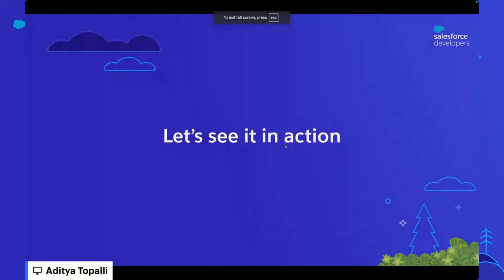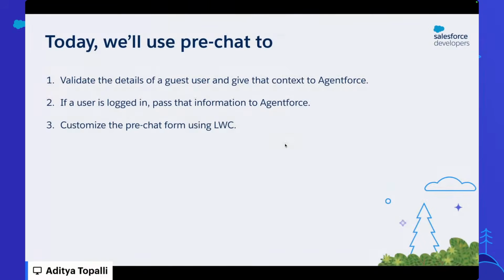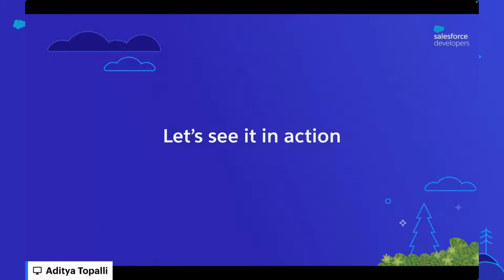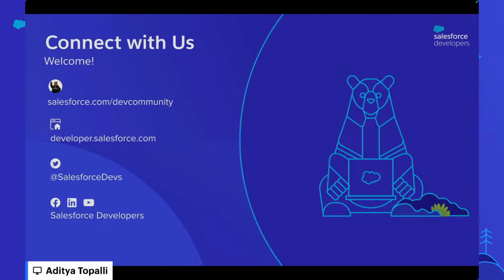So that's basically what I had in today's live stream. We have validated the user details. Once the user is logged in, we pass that information to Agentforce. And we have also customized the pre-chat form using Lightning Web Components. We didn't look at it in a lot of detail because the documentation is already there. All you need to do is fire the event and embed the component. What is the implementation that you do inside the LWC is totally in your control. So we've already seen everything in action.